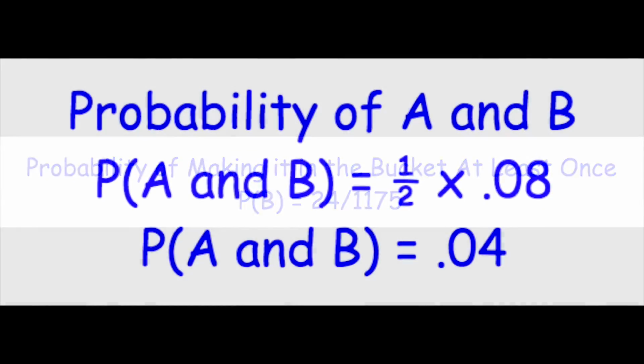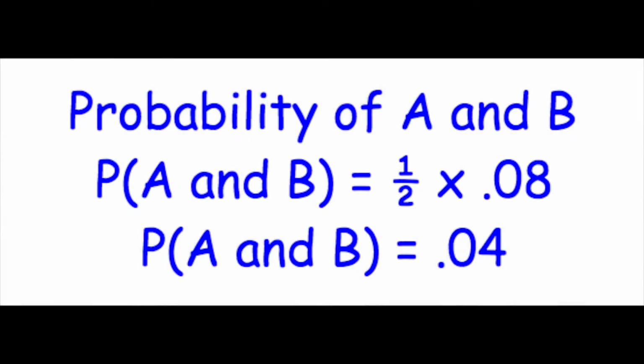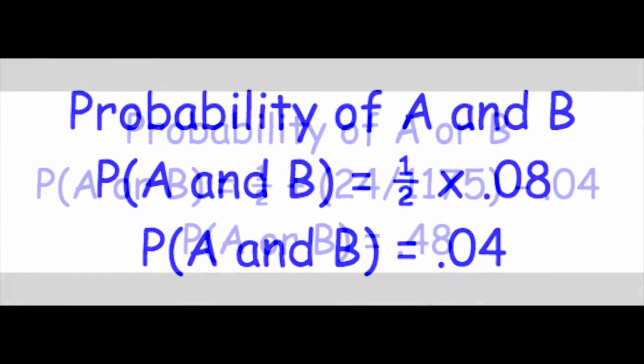The probability of A and B, which would be the probability that a player flips heads and makes it into the bucket, is 1/2 times 0.08, which comes out to be 0.04.